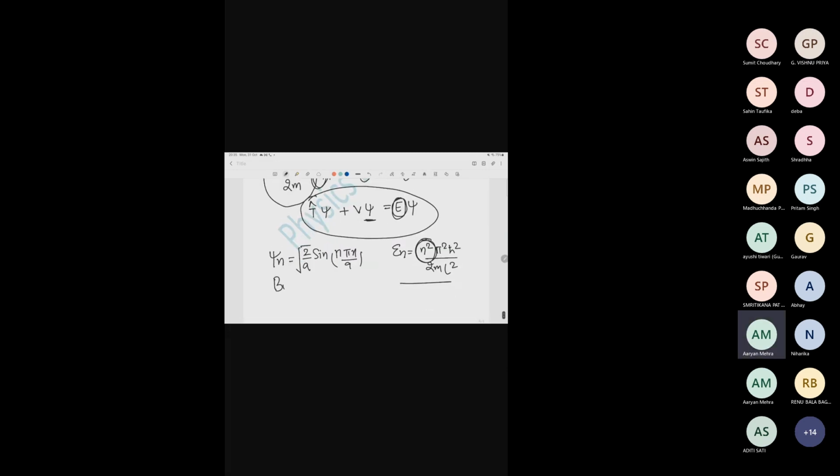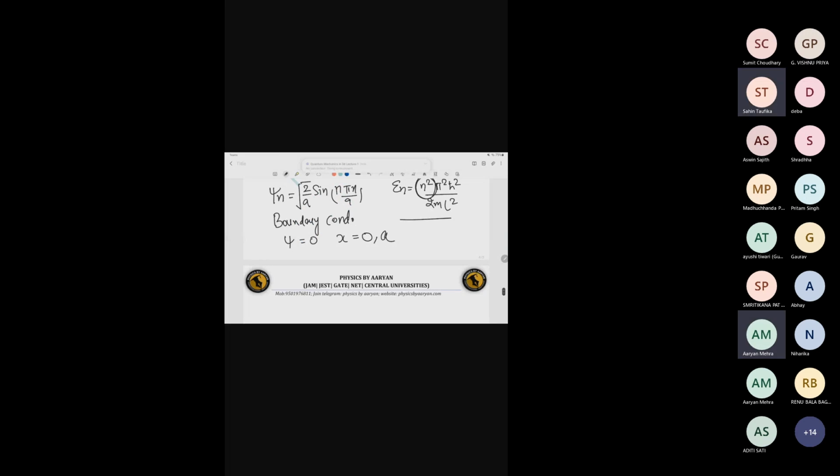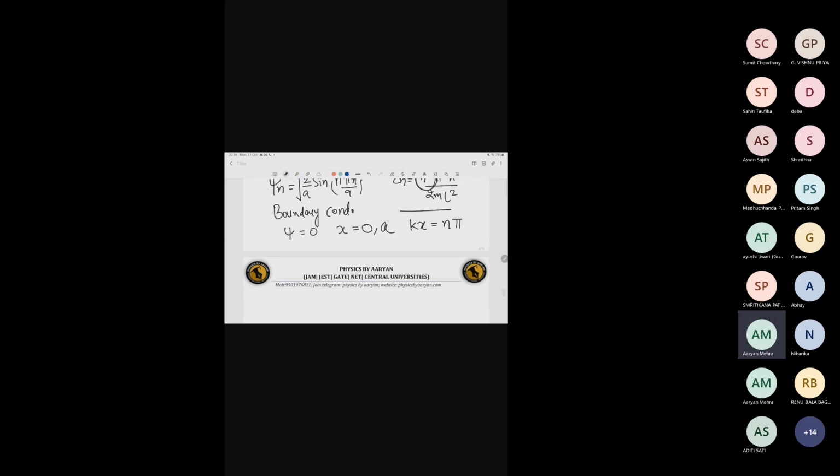Have you ever heard this word? Yes, sir. You all heard this word while solving the infinite potential well: boundary condition. So what do you say there? Phi is 0 at x equals 0 and a. Is this what you use? And from there you find kx equals n pi. And k you already know, k in terms of energy you know. k is under root 2mE by h cut. And from there you find energy.